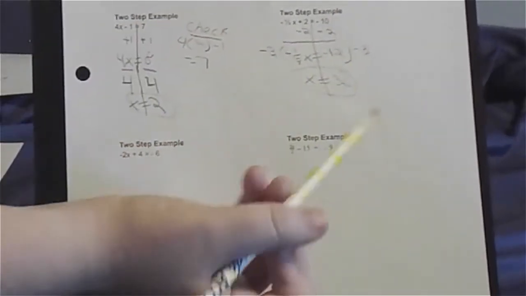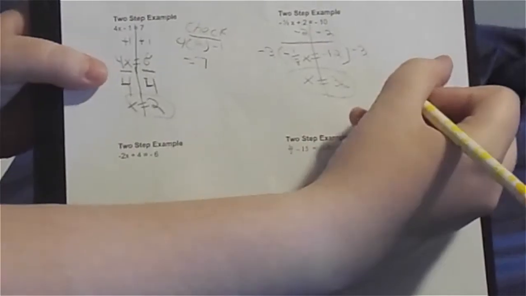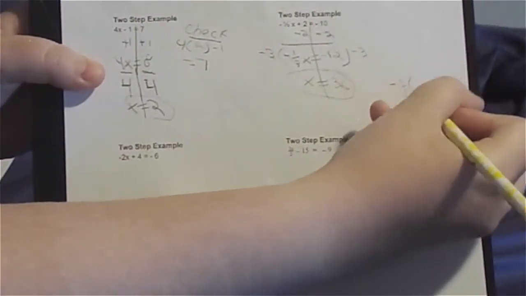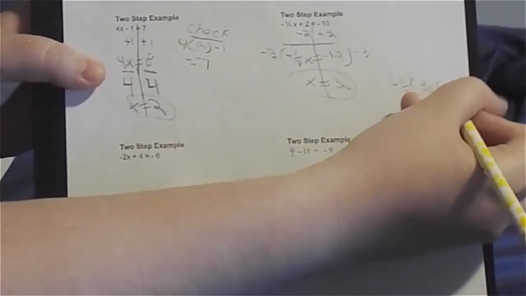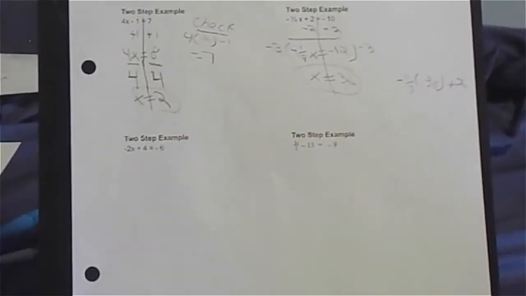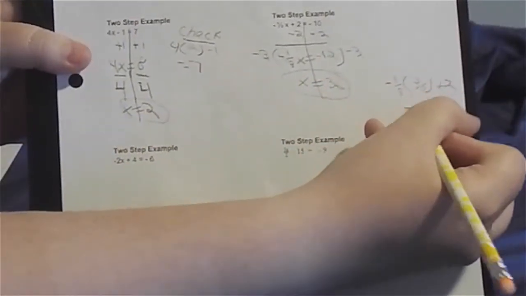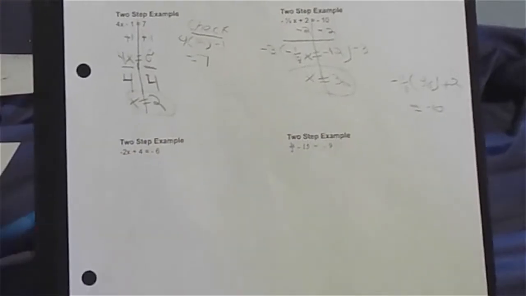So x is 36. Don't forget, I could plug in the calculator if I wanted to. Negative 1/3 times 36 plus 2. And the calculator would tell me that my answer is negative 10, so I know I'm right with my math.